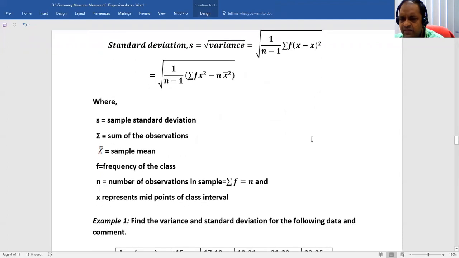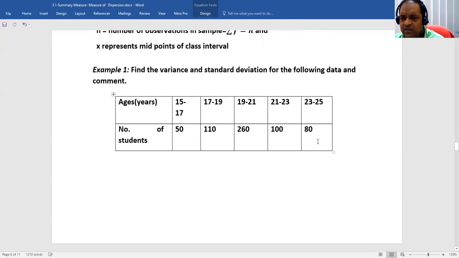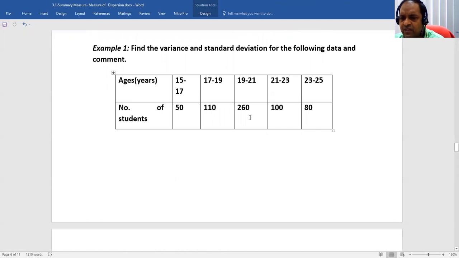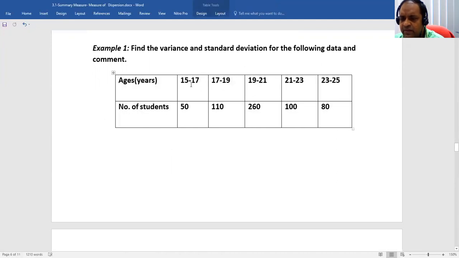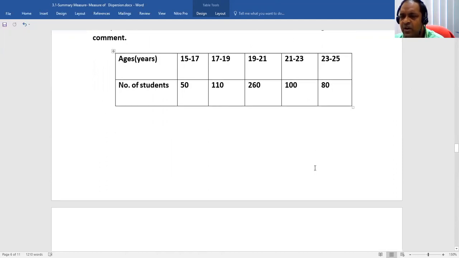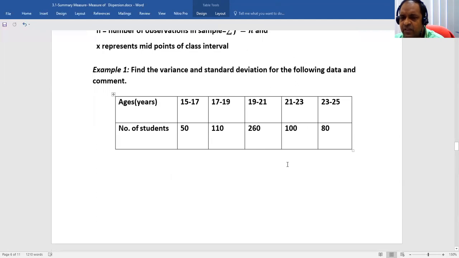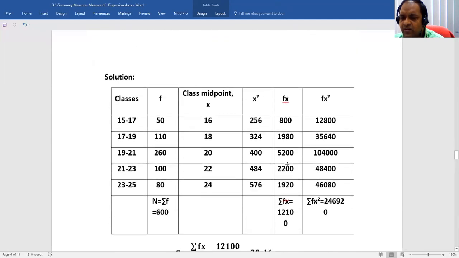Let us see the practical example. This is the age of the student, given in ranges: 15 to 17, 50 students; 17 to 19, 110 students; 19 to 21, 260 students; 21 to 23, 100 students; and 23 to 25, 80 students. So how can we find the variability of the data? These are the group data. Let us see how we can do it.